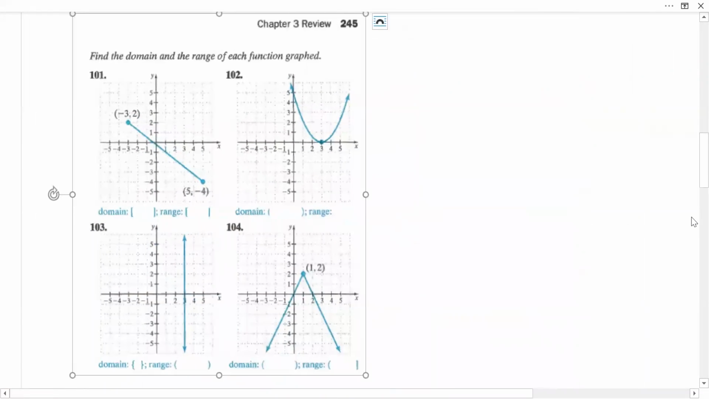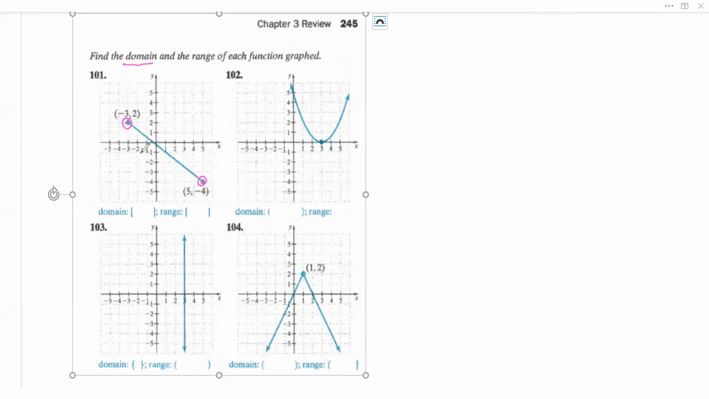All right, see 101. Firstly, we need to find the domain. You can see this graph is a linear line, but they didn't extend it outside, so it's only in between. And the two dots here are included, right? The black dot is a filled dot, so it means including.